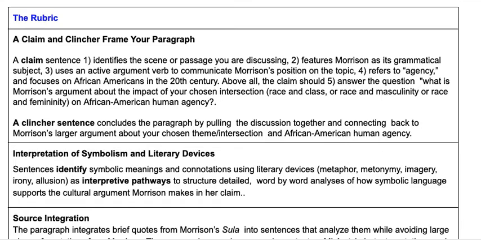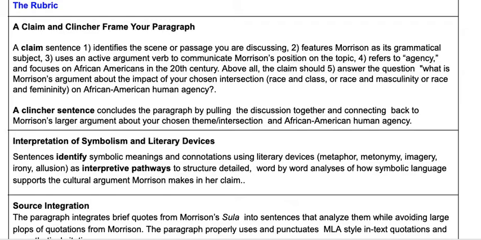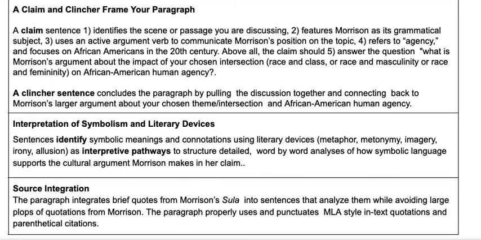So we want to make sure that our claim and our clincher are clear about what Morrison's larger cultural argument is, so that then the bulk of the paragraph focuses on using literary device terminology as methods of interpreting symbolic language and how Morrison uses specific symbols to make specific observations about African American culture. Those ideas are laid out right here for you in the rubric, so please make sure you're reading over these criteria in the rubric: claim and clincher, methods of interpretation, and source integration.